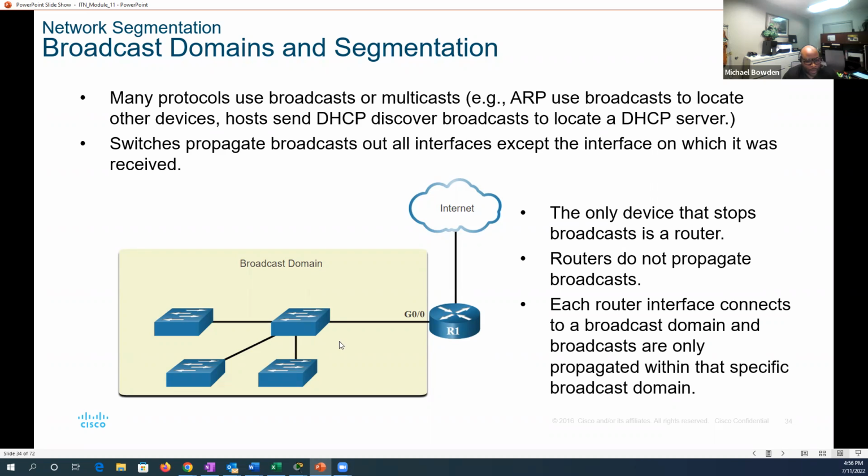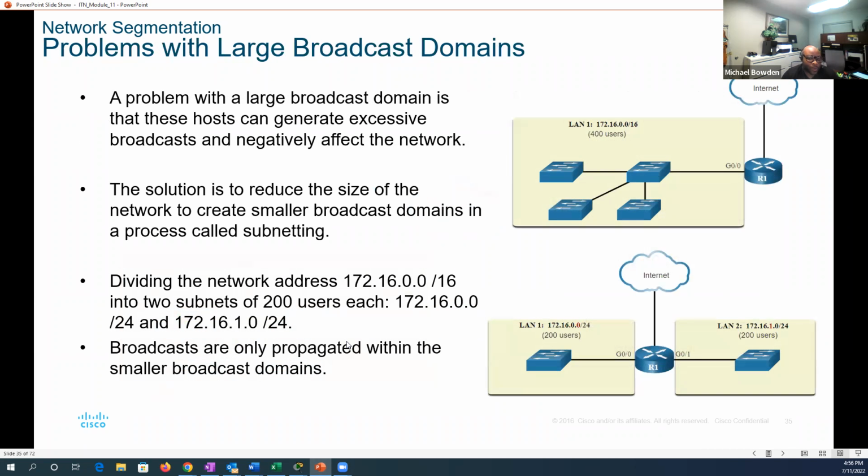But what this did was it makes your networks slow. You know, your networks are not efficient, because let's say we had 10 switches here. Every time a PC boots up and it sends out that broadcast, it's going to bog down your network. So then came along the solution, which is to reduce the size of the network to create smaller broadcast domains.